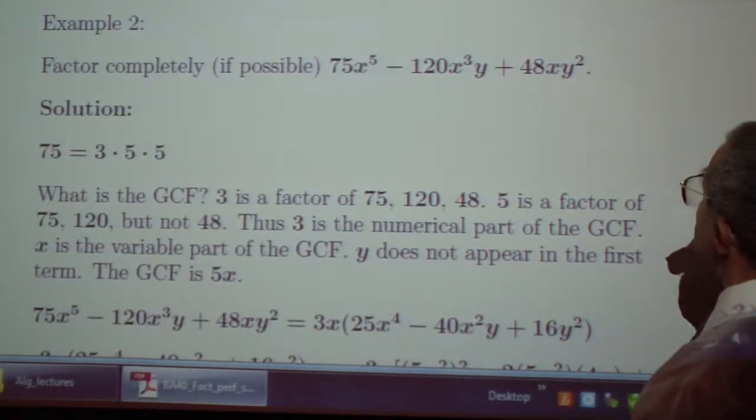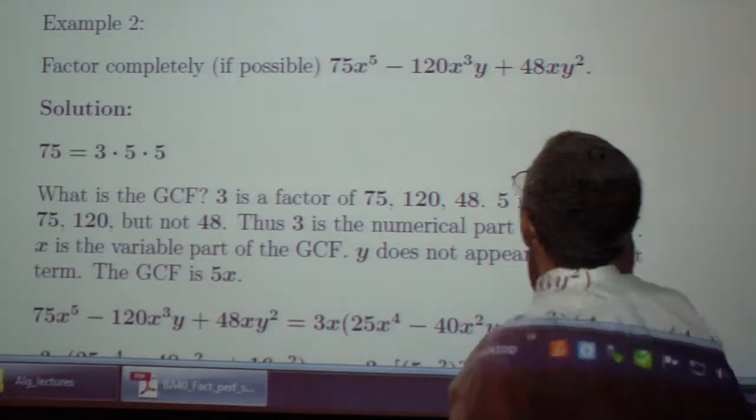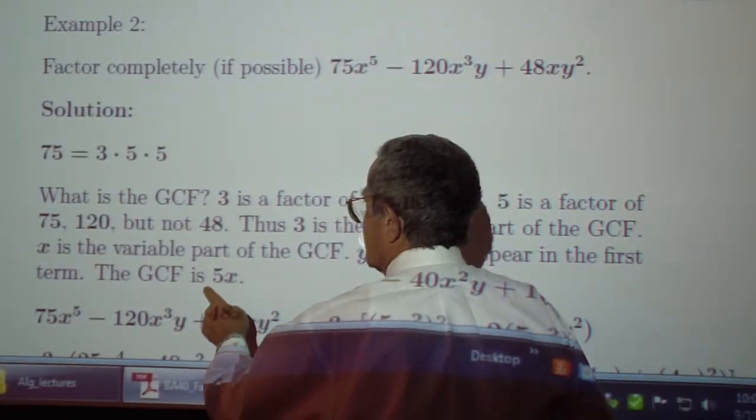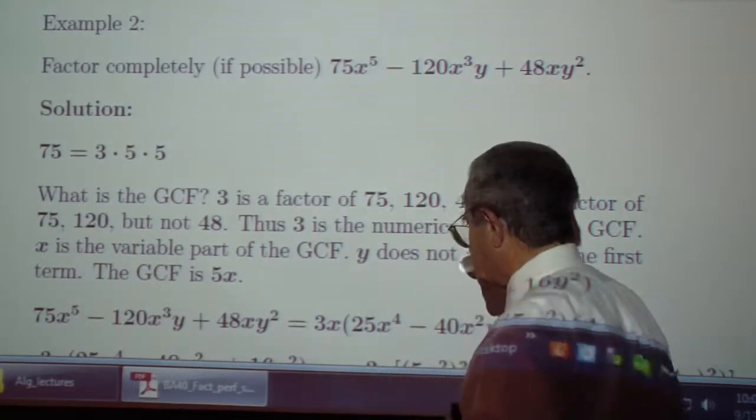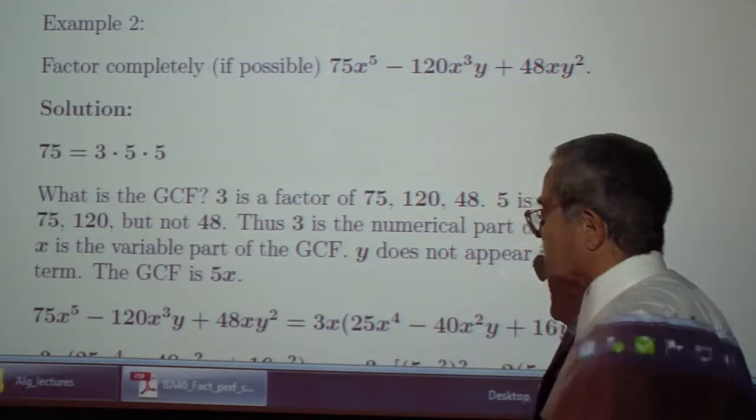5x is the greatest common factor? No. 3x is the greatest common factor. That's a misprint that I did not see. 3x is the greatest common factor.